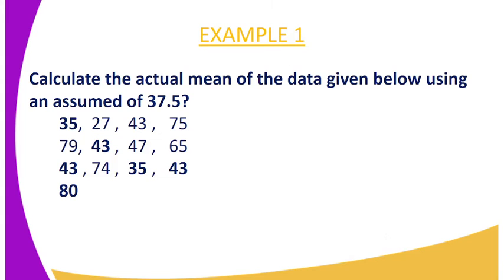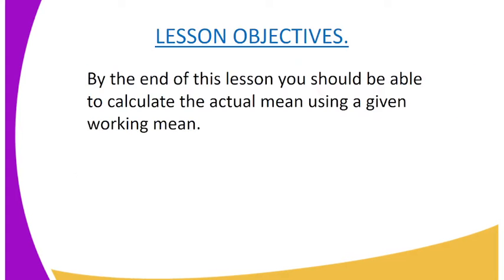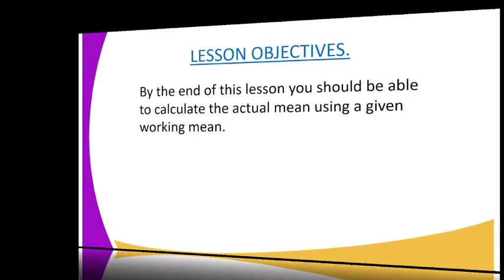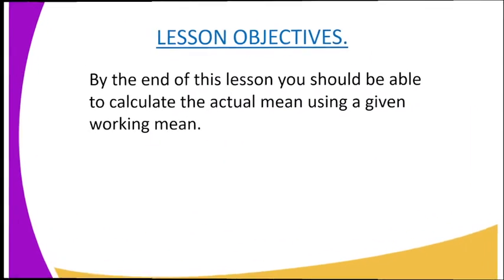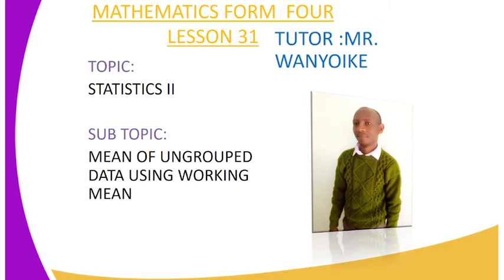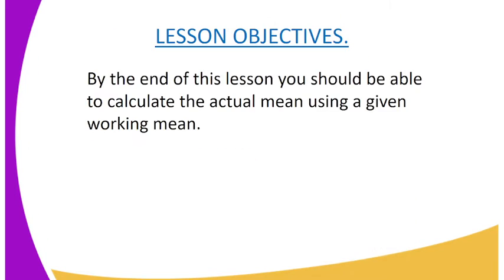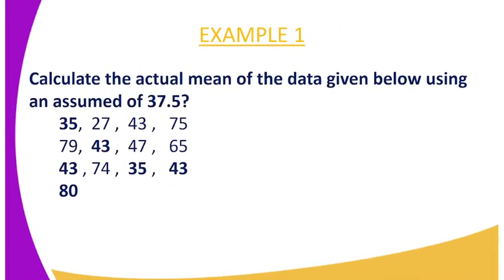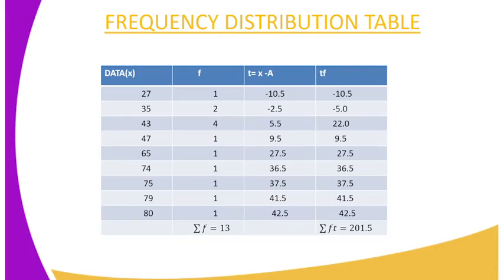35 appears twice. As you can see, there is 35 here, and there is another 35 at the bottom, in the third column, and therefore the frequency for 35 becomes 2. We go to the next column, that is the frequency column, and you fill the whole of it.